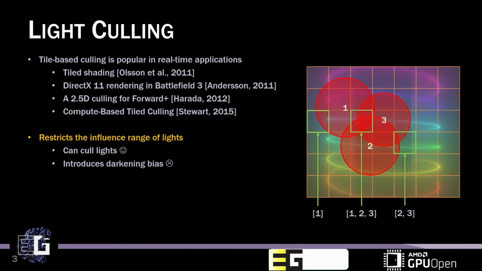An obvious choice here would be light culling. Especially, tile-based culling methods are used for many real-time applications. In this method, lights are binned into 2D screen space tiles, considering the limited light range, which can be achieved by light culling. It is good as we can cull lights to reduce the computational cost. However, it's not suitable as it introduces a noticeable darkening bias.